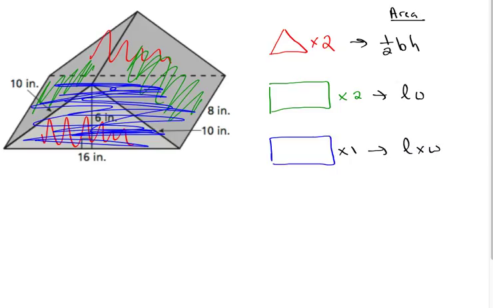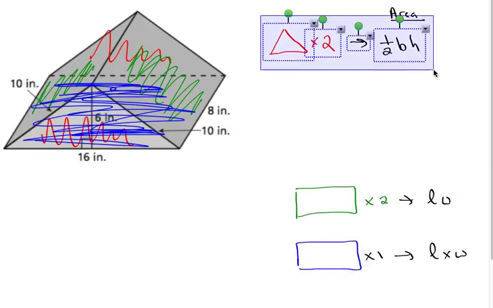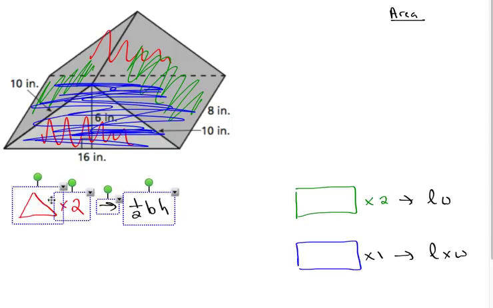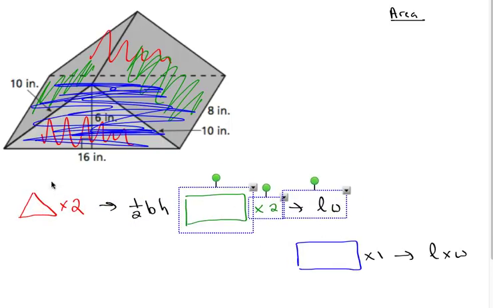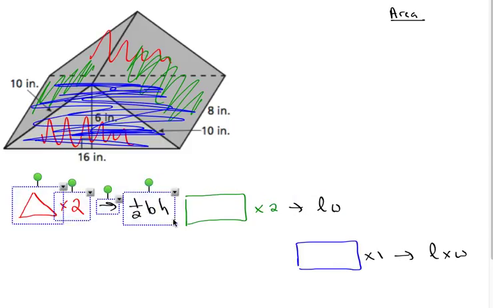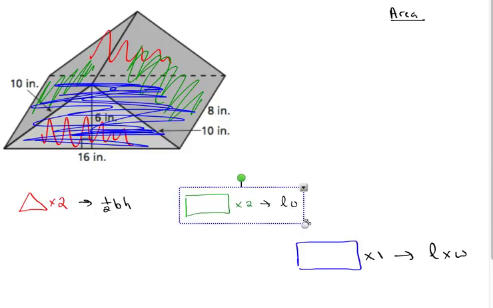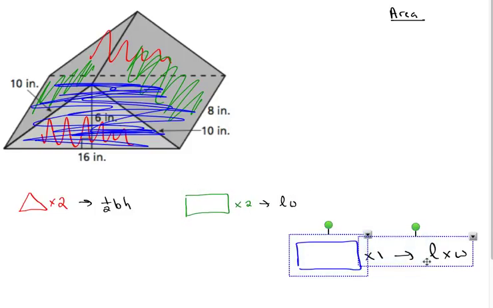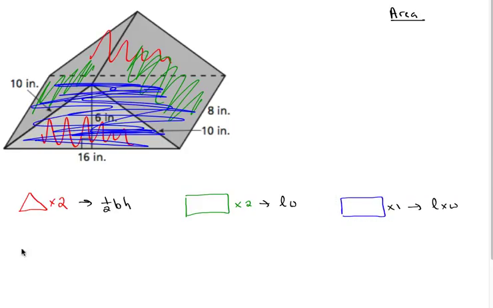Alright, so now let's pick these apart. I'm going to drag these down. And let's get the dimensions for all these. So for my triangle, what is my base? What is my height? So let's get all those dimensions down, and then I'll plug into my formula. What's the base? Yep. 16. And what is the height? 6.